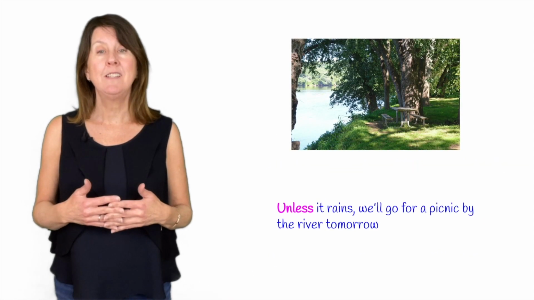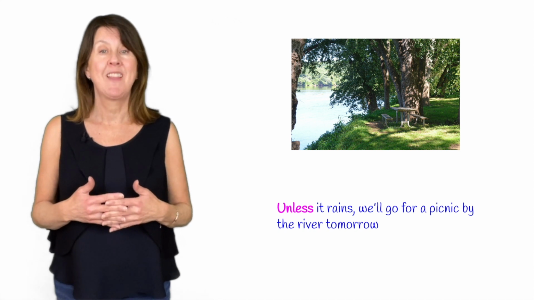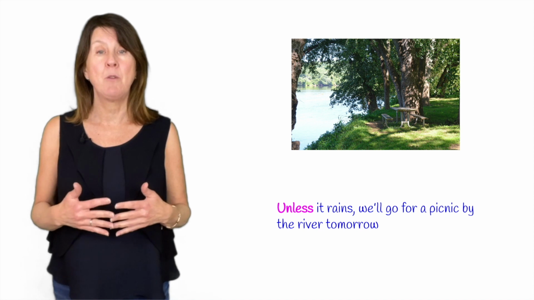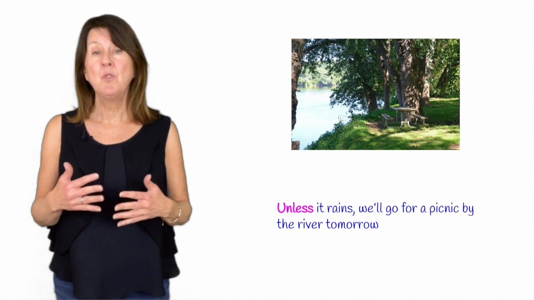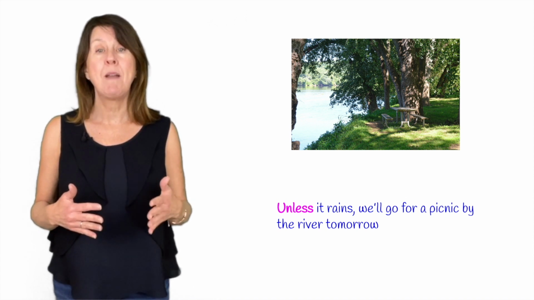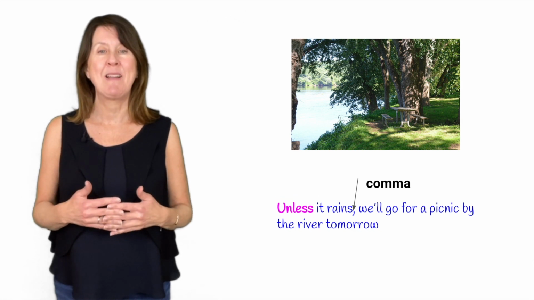Unless it rains, we'll go for a picnic by the river tomorrow. Which means we'll go for a picnic by the river tomorrow if it doesn't rain. Here the subordinate clause, unless it rains, comes before the main clause. So here we do need a comma.